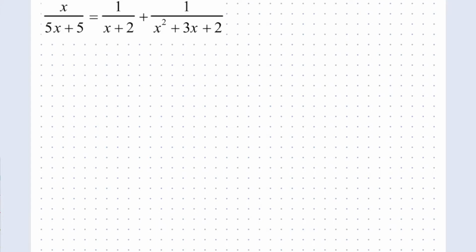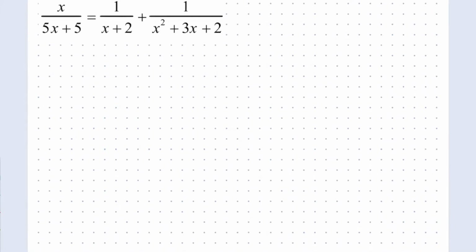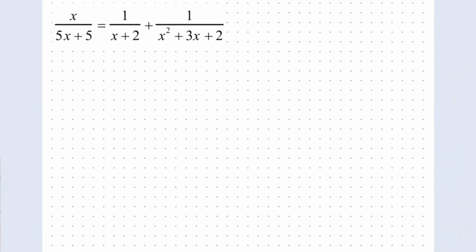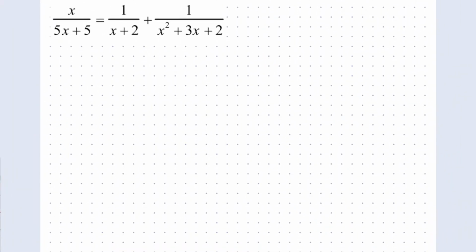But for this one, we have a little bit more work to do from the get-go, right? We need to, right away, factor our denominators. Only one of these denominators is factored, right? Because x over 5x plus 5 can be factored to 5 times x plus 1. x plus 2 is already in factored form. And then x squared plus 3x plus 2, well, that can be factored to x plus 2, x plus 1.